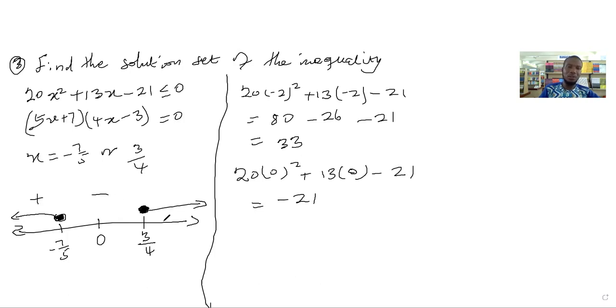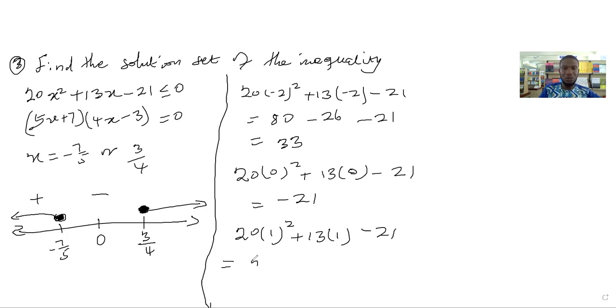Then we pick, remember I said this is 0.75, so we can choose 1. 1 is greater than 0.75, so we can choose 1 from this range. So we have 20 times 1 squared plus 13 times 1 minus 21. I just want to remind you quickly that this squared is affecting only the 1, not the 20. It's affecting the 1 in the bracket. If we were to affect the 20, they would have put both in brackets. So don't square the 20.